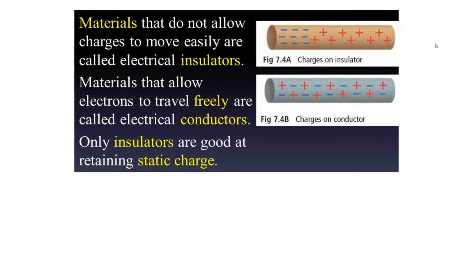So materials that do not allow charges to move easily are called electrical insulators, and materials in which electrons travel freely are called electrical conductors. Only insulators are good at retaining static charge, because if metals were to gain charge, it would be able to move around more freely than in insulators.